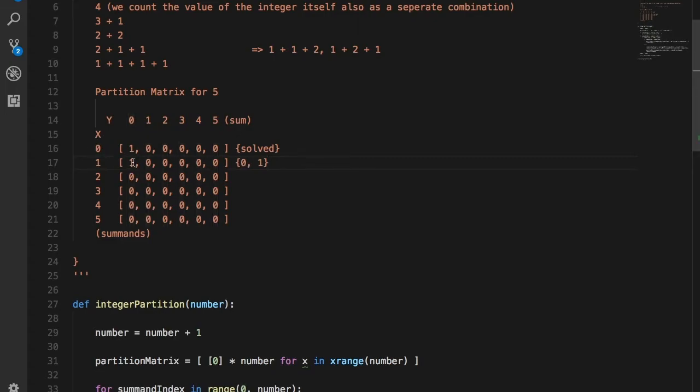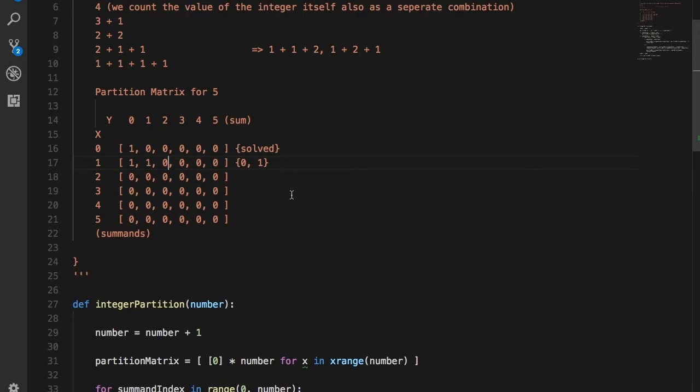Next, we create 1 from 0, 1. We cannot create 1 from 0, but we can create 1 from 1. Hence, that is our single combination. Similarly, we can create 2 from 0, 1 in only one way, which is 1 plus 1, because the only other available number to us is 0.